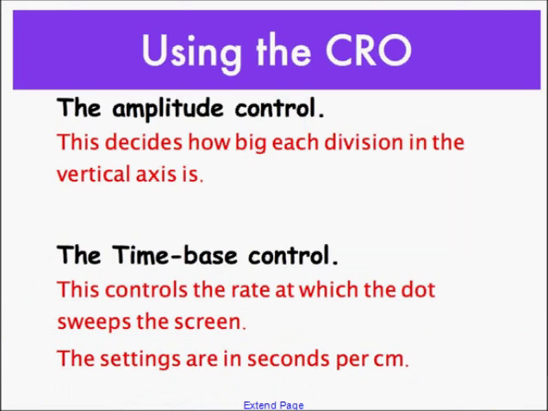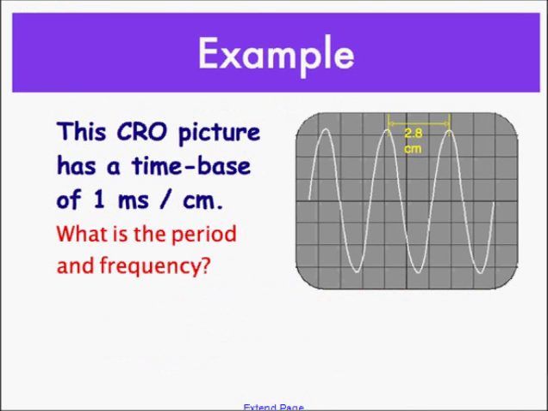So the amplitude control, this decides how big each division in the vertical axis is, and the time-based control, this controls the rate at which the dot sweeps the screen. The settings are in seconds per centimeter. So let's look at this CRO, and it has a time base of 1 millisecond for every centimeter. So that means if we go along here, each one of these gaps is 1 millisecond.